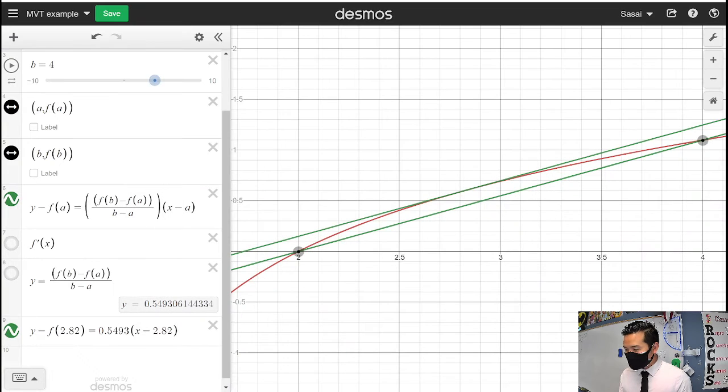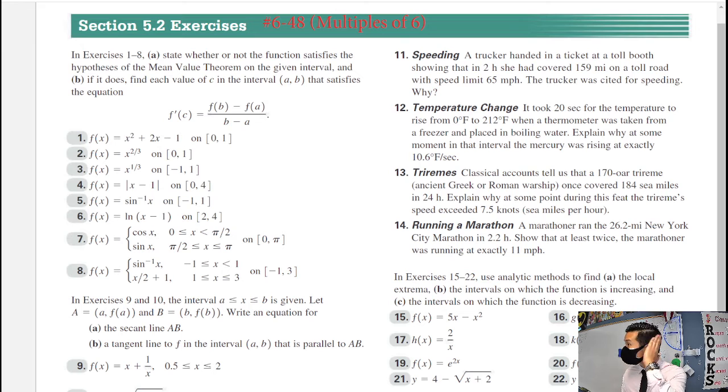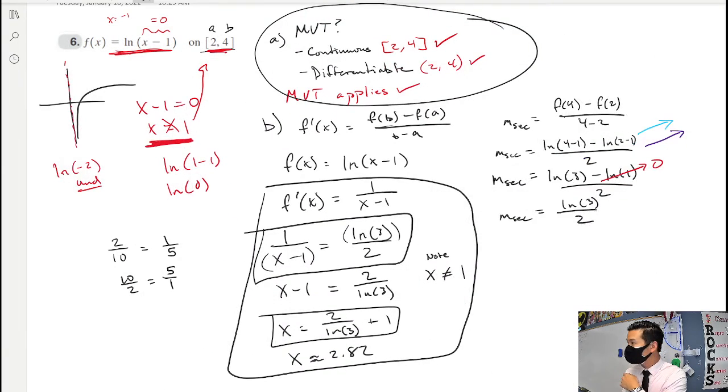Some problems are going to be a lot tougher than others. Let me go double check this real quick. Go back to Desmos.